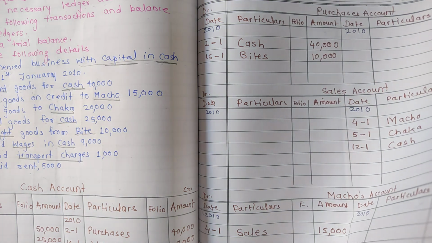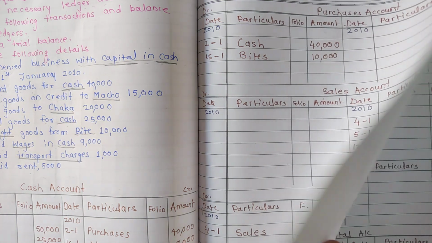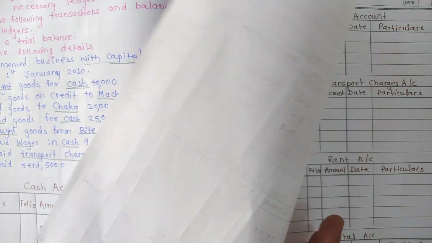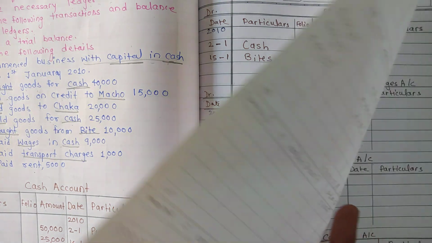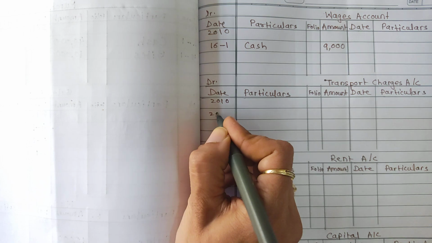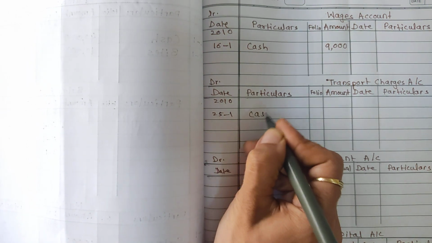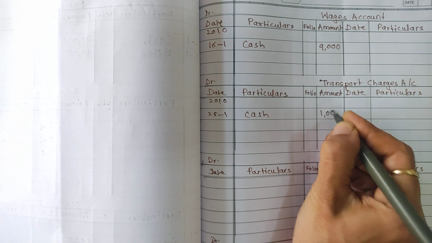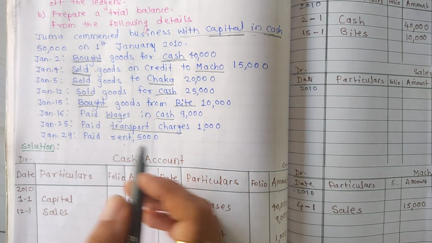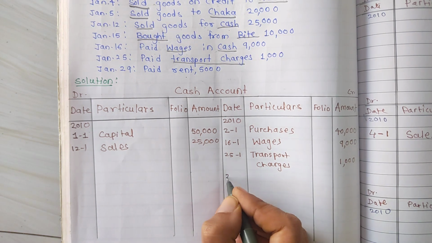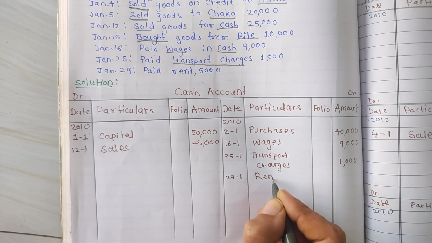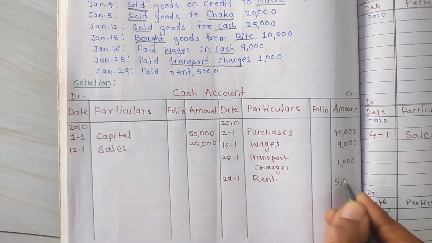So in the cash account, credit side effect, so transport charges, give effect on the debit side. This is 25th January, so 25th January cash. The amount for transport charges is 1,000. After that, the last transaction is paid rent. Again cash is going. So 29th January, rent amount is 5,000.